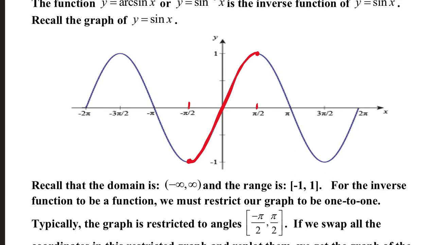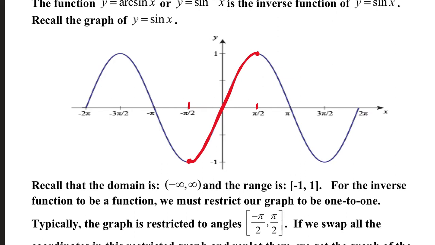In order for an inverse to be a function, the original function has to have a section cut off, highlighted in red, such that the section passes both vertical and horizontal line tests. We need it to remain a function, but we also need it to be a one-to-one function. If we have a one-to-one function, then we will have an inverse that's also a function. So let's recall the domain of sine is all real numbers, and the range is -1 to +1.